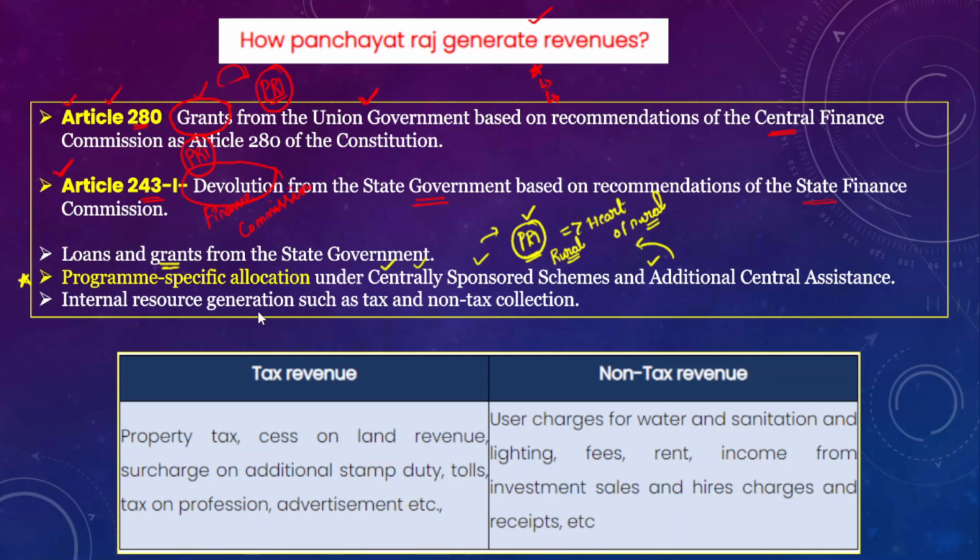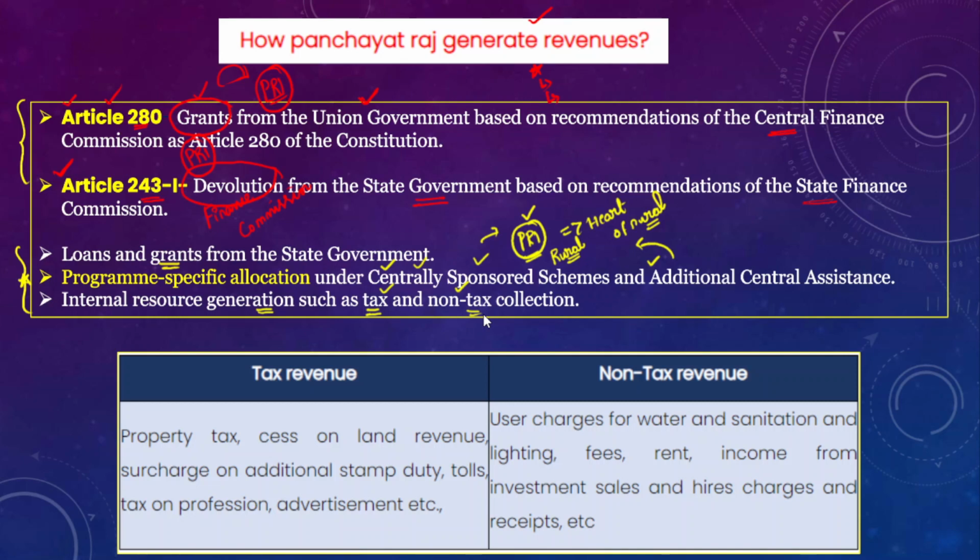And after that, we need to talk about their internal resource generation as well, such as tax collection and even non-tax collection. So these are the major sources of revenue for the Panchayati Raj institutions. Whenever you are asked a question in the mains, you must mention all these points. As I have told you, internal resource generation has a tax and non-tax collection dimension.